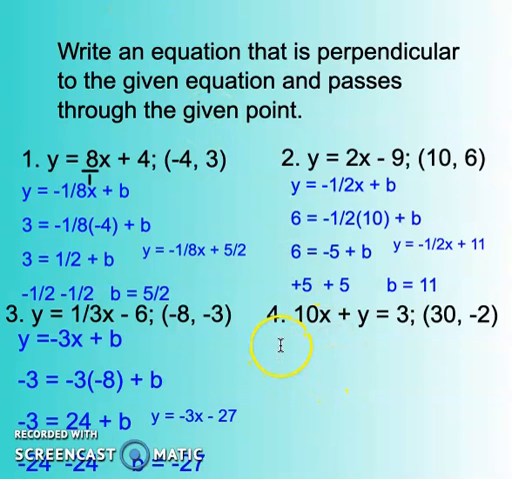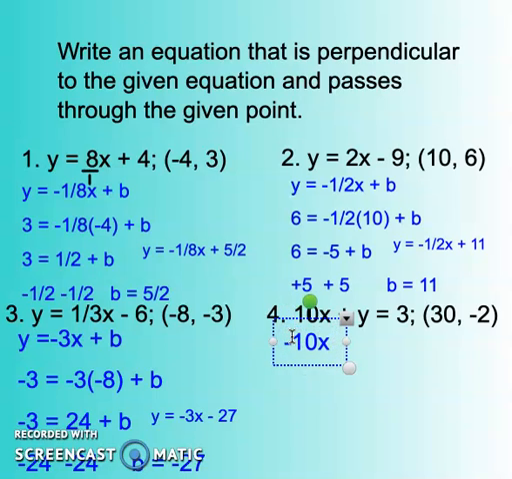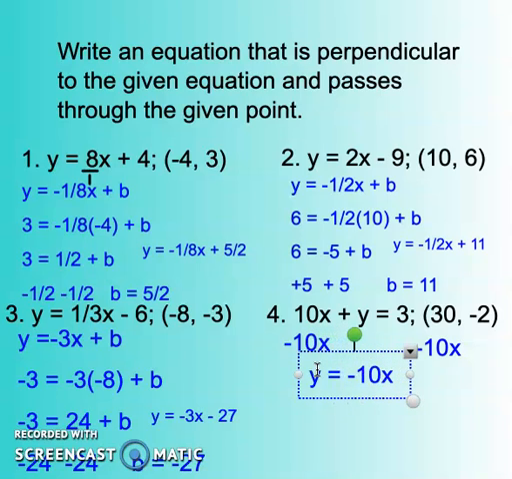Okay, let's look at this last one. Now this one is, first of all, not in slope-intercept form, and we need to make sure that it's always in slope-intercept form before we even start finding an opposite slope. So in order to get this in slope-intercept form, I need the y by itself. So I need to get rid of this 10x, and in order to do that, I need to subtract 10x. And if I subtract it on the other side, what happens is now I have y equals negative 10x plus 3. And my y is by itself.